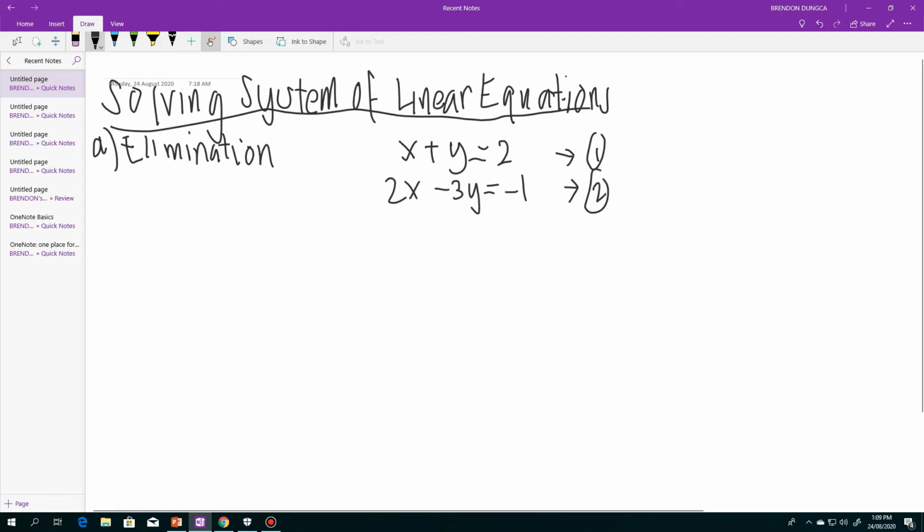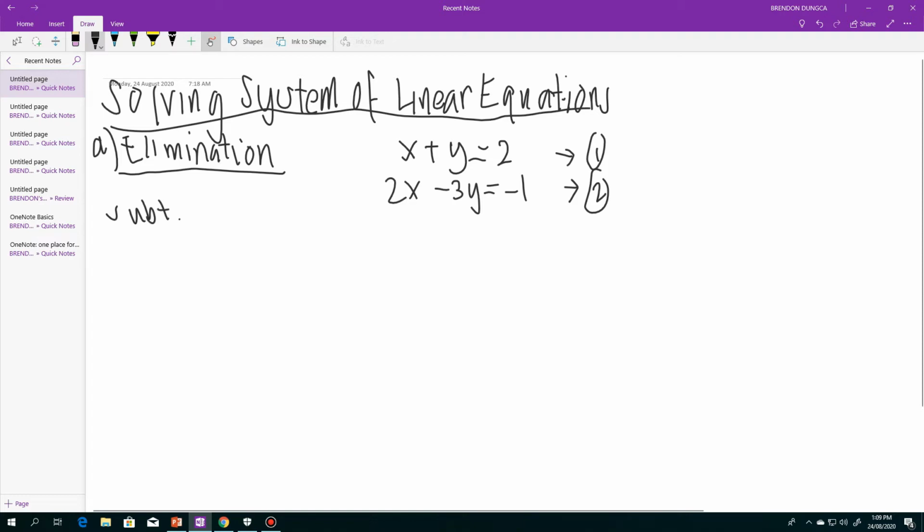So what are we going to use? We are going to use the elimination method, using addition or subtraction. First we will use subtraction. Let's say we use subtraction first.